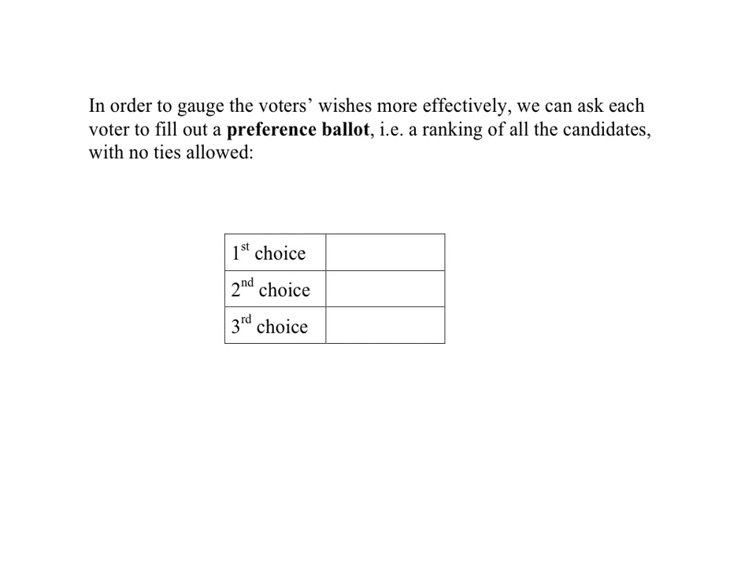So in order to gauge the voters' wishes more effectively, we can ask each voter to fill out a preference ballot. That is a ranking of all the candidates with no ties allowed. We are accustomed in most elections to just voting for our first choice, and that's all the information we're asked for. In a preference ballot, there's a first choice that you write down. You also write down your second choice and your third choice.